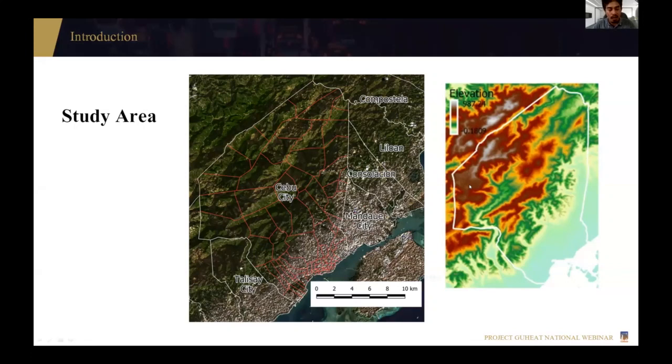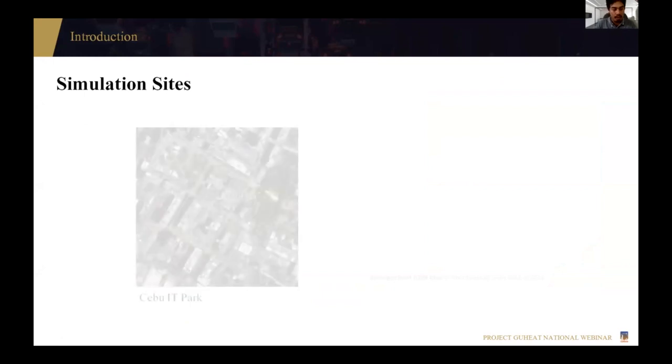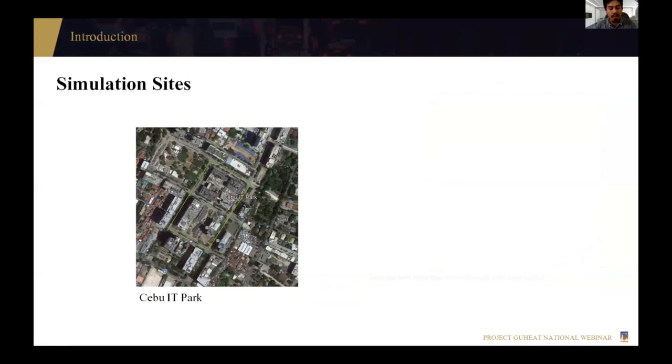Then for our simulation sites, we have two sites. First is Cebu IT Park, which is located at the prime area of the city. So Cebu IT Park is a 27-hectare global gateway of local and international IT, BPOs, and R&D companies with shopping centers and recreational facilities. And the sidewalks and center islands of Cebu IT Park are surrounded by Nara palm trees and also shrubs below the trees.